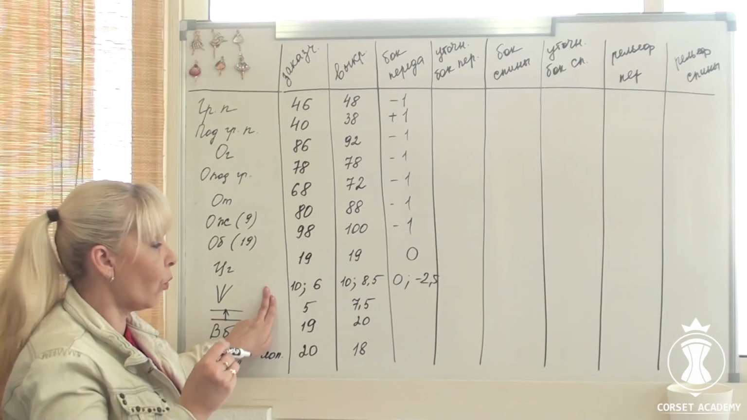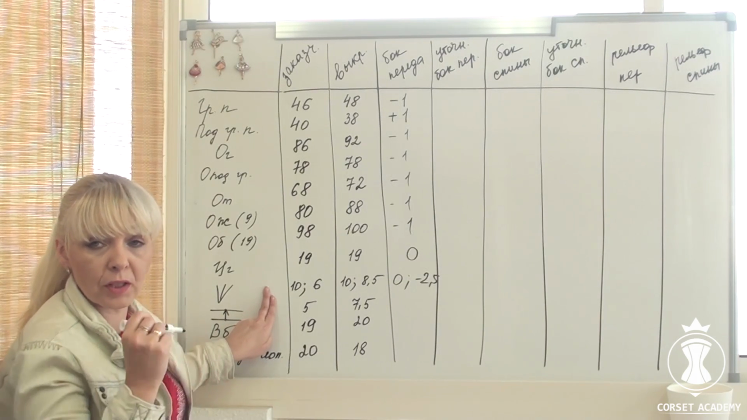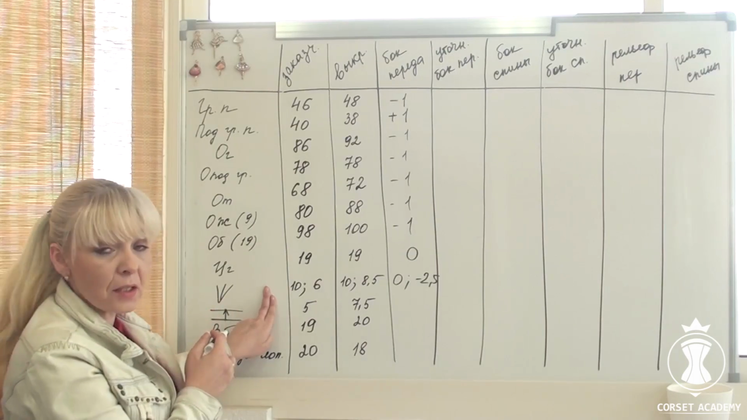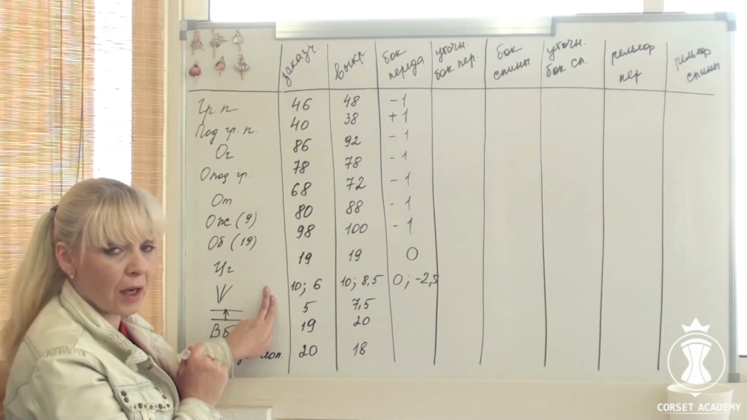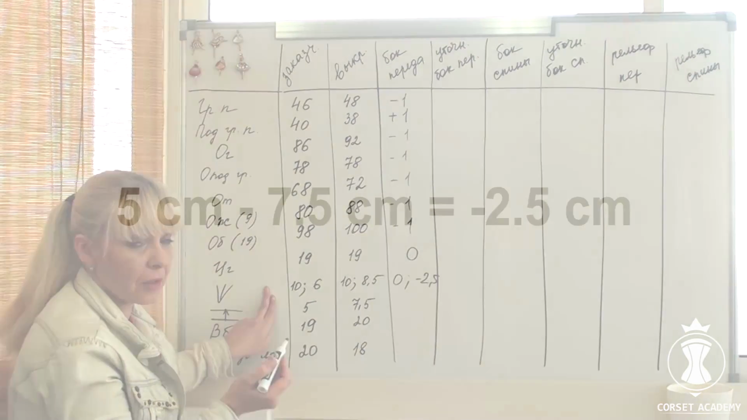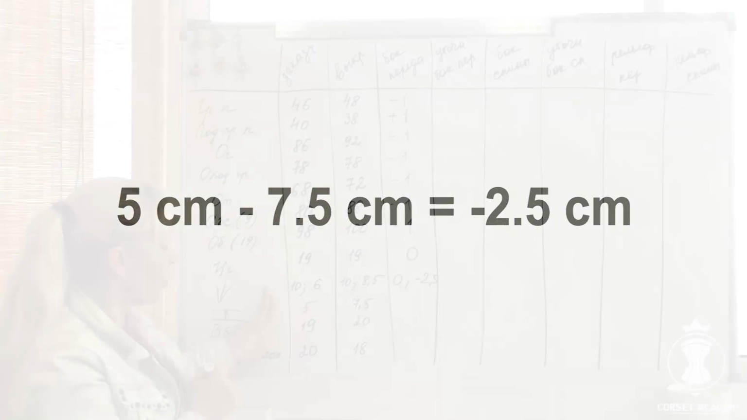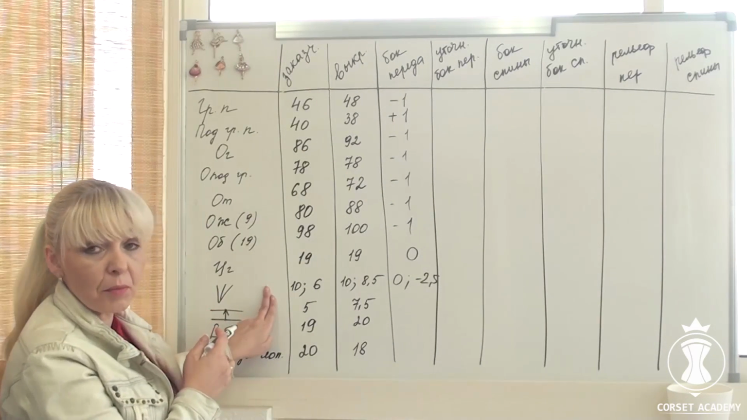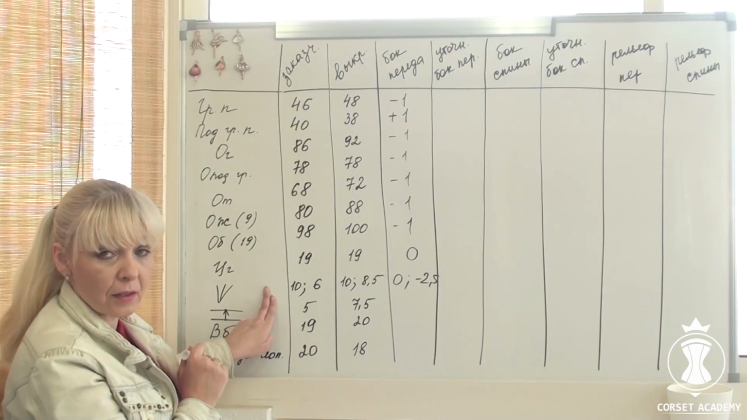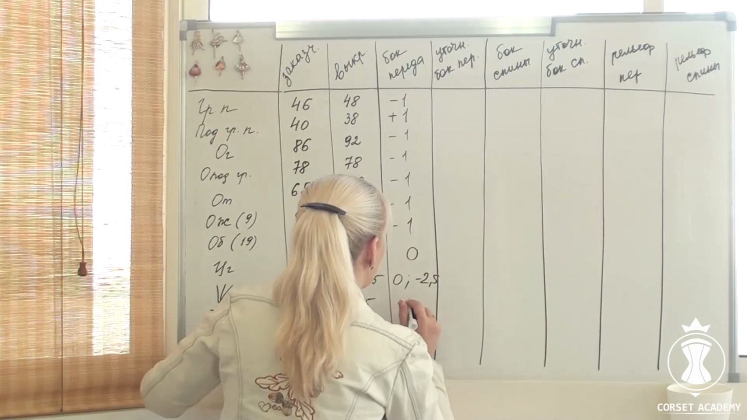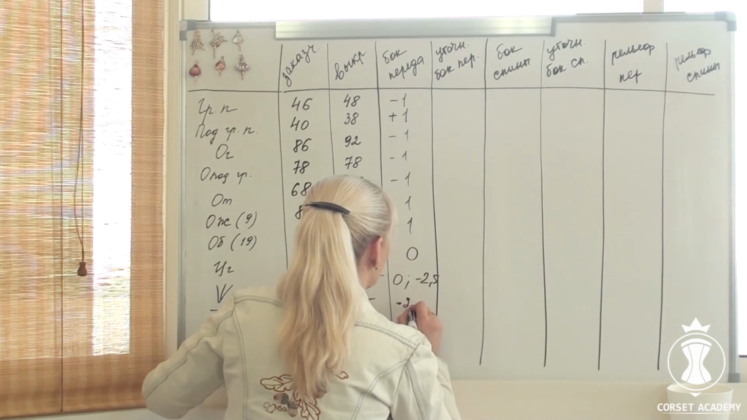Front neck depth, taken from the bust line. It is 5 centimeters on the client and 7.5 centimeters on the pattern. 5 centimeters minus 7.5 centimeters equals -2.5 centimeters. The front neck depth is 2.5 centimeters larger than needed. I write -2.5 centimeters in the table.